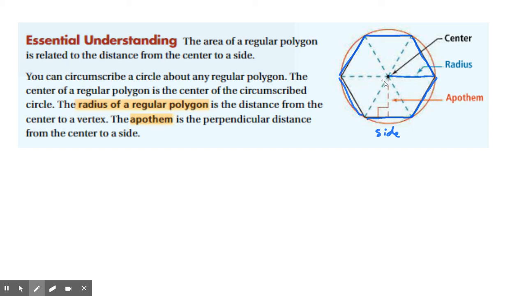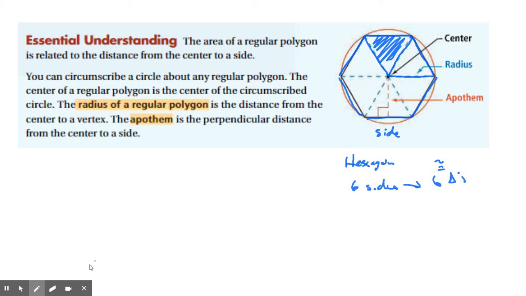Now, if you draw all of the radii, you'll notice how many triangles this polygon is broken into. Well, each side gets a triangle. So a hexagon, which has 6 sides, also is going to have 6 triangles, and they're congruent triangles. So we are going to focus on finding the area of one of those triangles. And once you find the area of one of those triangles, you just multiply it by the number of triangles there are, okay?